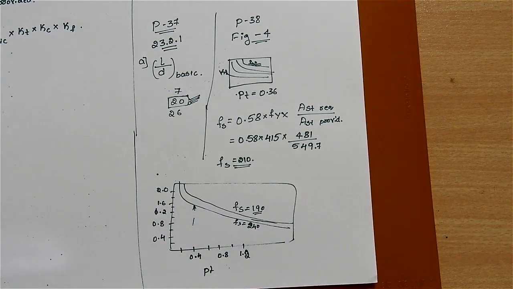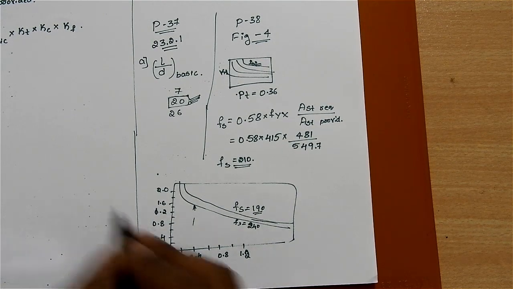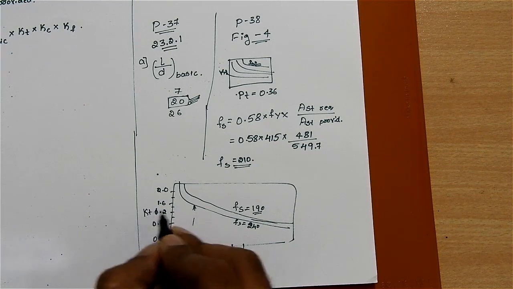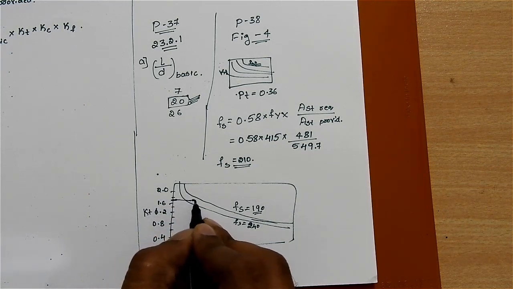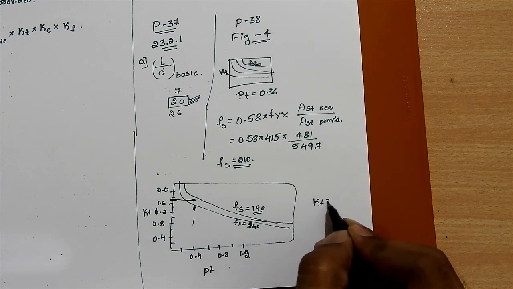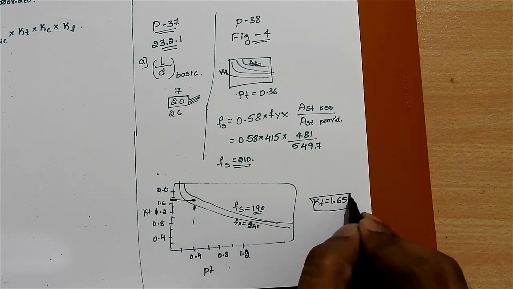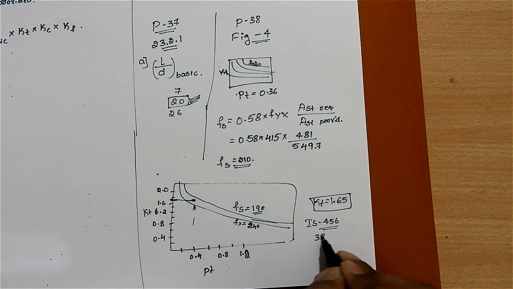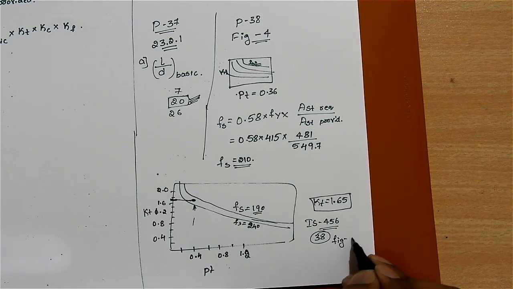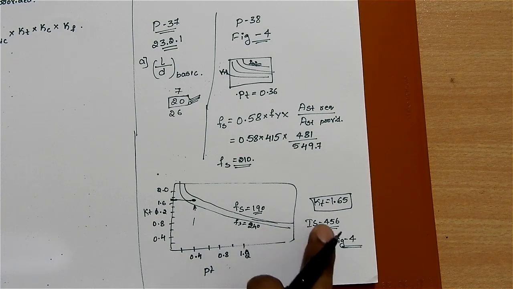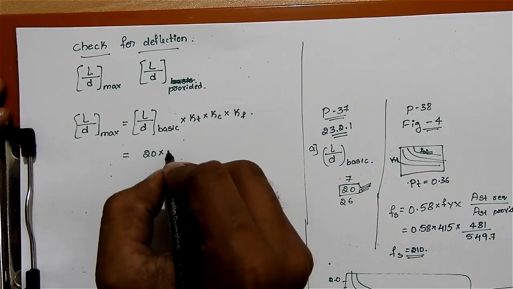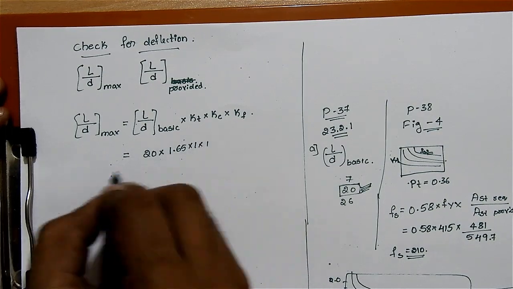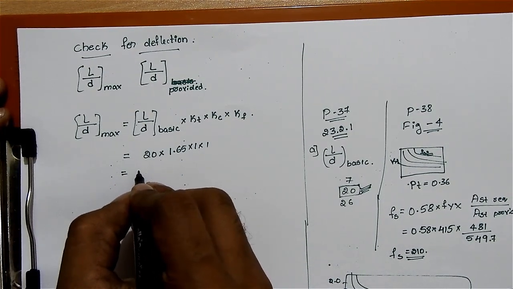If you go up from there, the KT value will come somewhere here. Therefore we can take the KT value as 1.65. You go to IS 456, page number 38, Figure 4, and you can easily get the idea about this. You will get KT equal to 1.65. You substitute KT as 1.65, into 1 into 1, so you will get the L by D maximum value as 33.